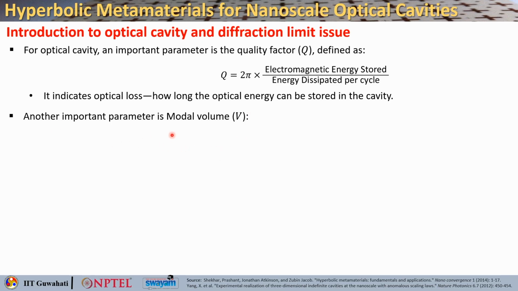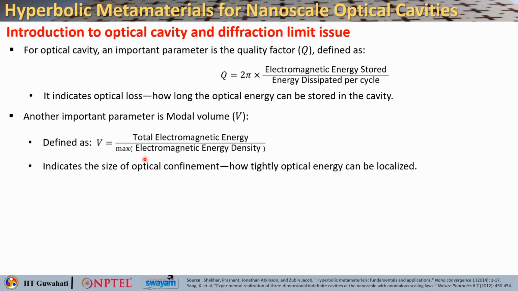Another important parameter is the modal volume, that is defined as V equals total electromagnetic energy divided by the maximum electromagnetic energy density. So, this gives you an indication of the size of the optical confinement, that means how tightly the optical energy can be localized.